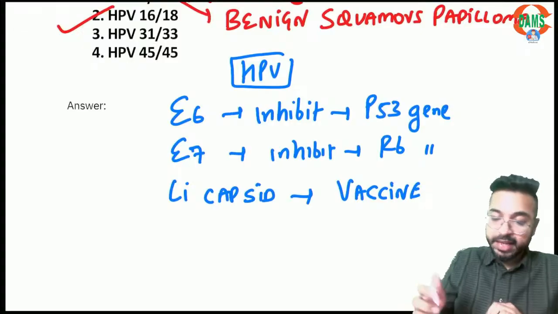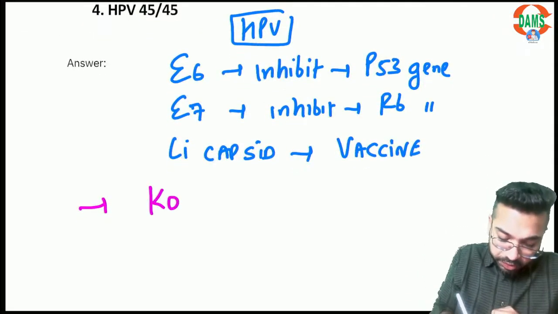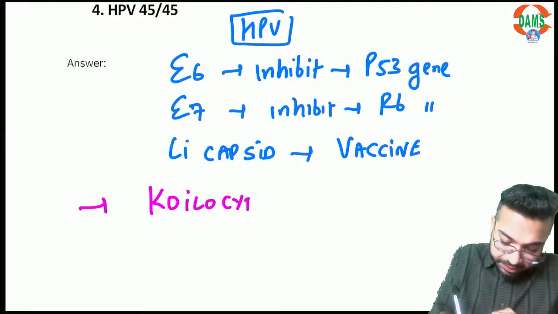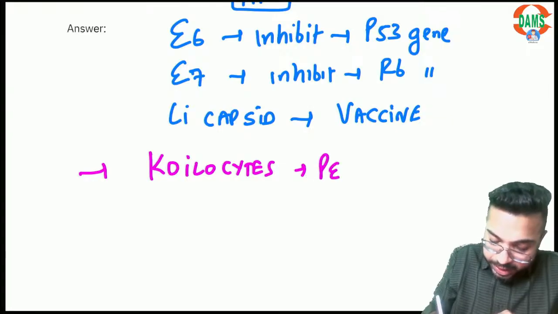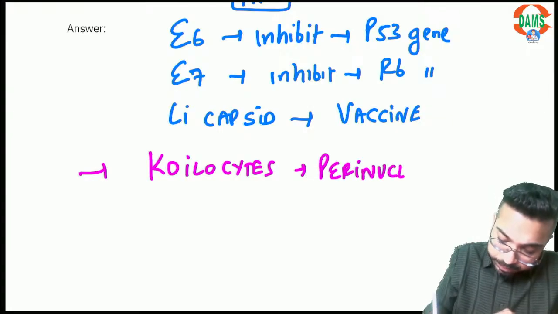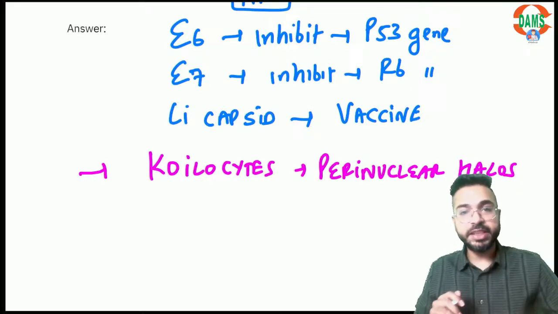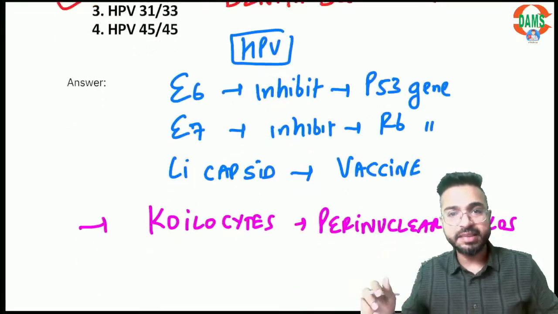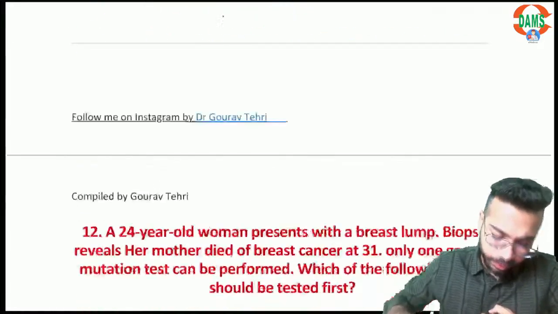Right? Done. And can you tell me one special microscopic cell seen in this patient? You have koilocytes. Koilocytes are seen in this patient. What do you mean by koilocytes? They have perinuclear halos, raisinoid nuclei. So koilocytes are seen in HPV virus, right? So they will keep on asking this question. HPV is always the favorite one. So keep studying about HPV.